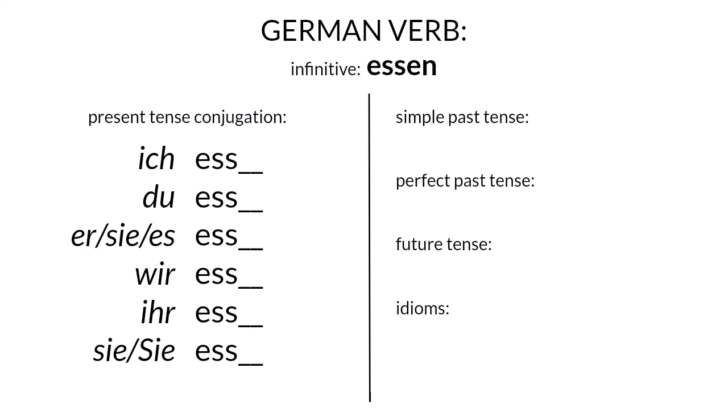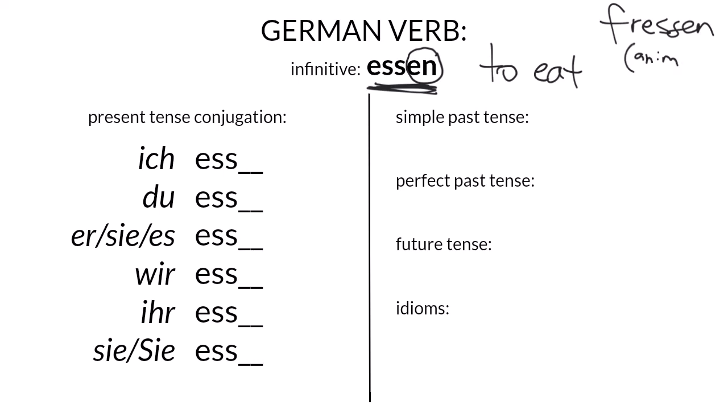Okay, let's look at the German verb essen. Essen is its base form, its infinitive form with the en, as we would expect with most German verbs. And it means to eat, nice and simply. A side note is that if you're talking about an animal eating, then you actually use a different verb, and that's fressen. So it looks the same, and it's going to conjugate the same. But just so you're aware, fressen is for animals.